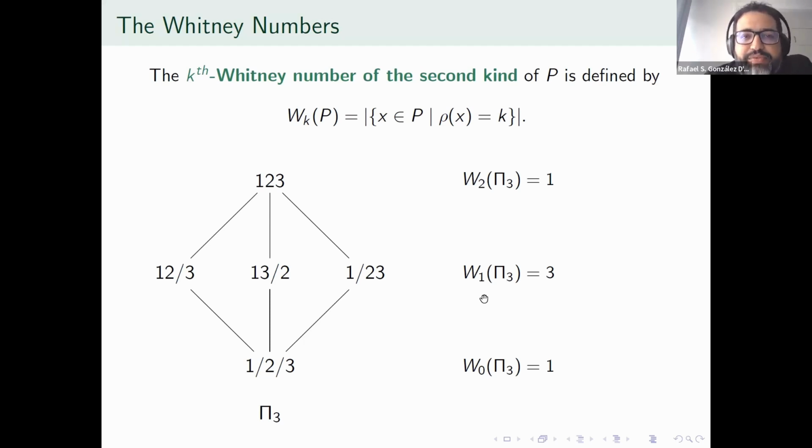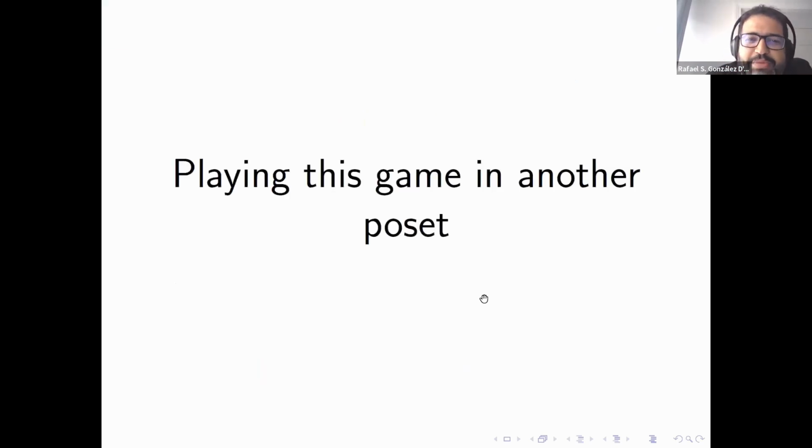So we have the Whitney numbers of the first kind and of the second kind. For the poset of partitions, they are known also as the Stirling numbers of the first and second kind. Okay. So this is the object that I want to talk about. But let me show you another example.